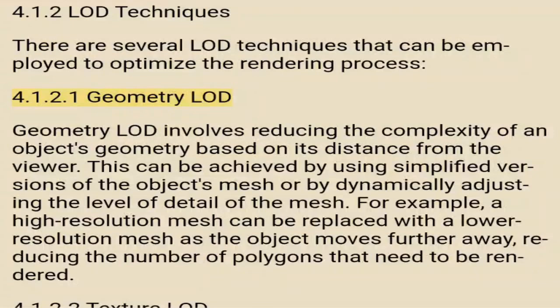4.1.2.1 Geometry LOD. Geometry LOD involves reducing the complexity of an object's geometry based on its distance from the viewer. This can be achieved by using simplified versions of the object's mesh or by dynamically adjusting the level of detail of the mesh. For example, a high-resolution mesh can be replaced with a lower-resolution mesh as the object moves further away, reducing the number of polygons that need to be rendered.